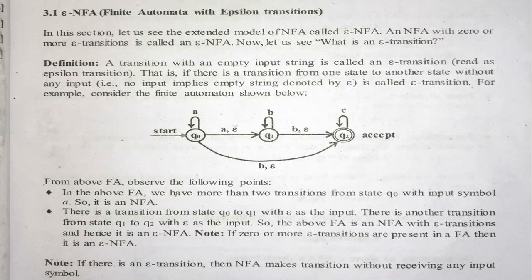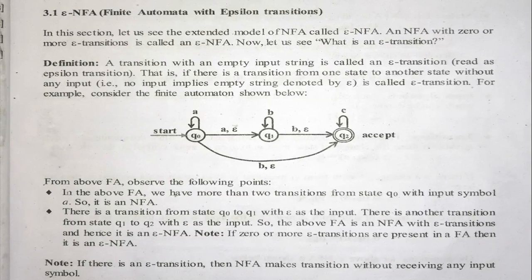What do you mean by epsilon? With epsilon, you don't have any kind of input. So if it is possible for an NFA to make a move from one state to another state without having any input, then we call it epsilon NFA. So we'll go through this.